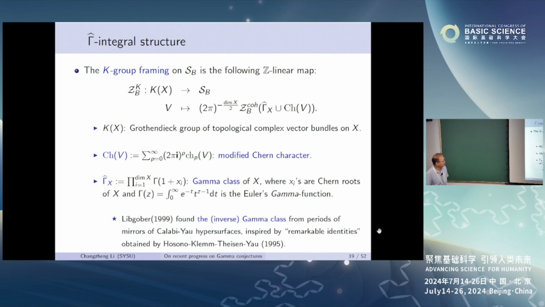Even started earlier in this year. So Hosono, Klemm, Theisen, Yau studied some Calabi-Yau hypersurfaces, and they proved some remarkable identities, and around 2000, these mathematicians found that everything actually can be interpreted by the inverse of the gamma class. That is, 1 over this gamma class.